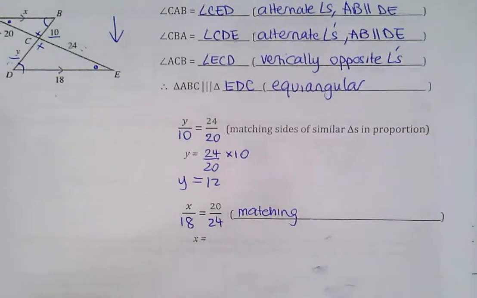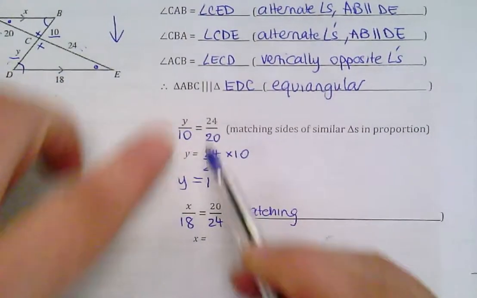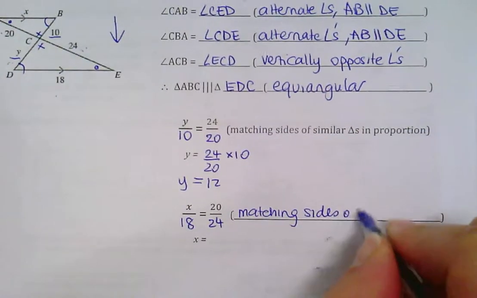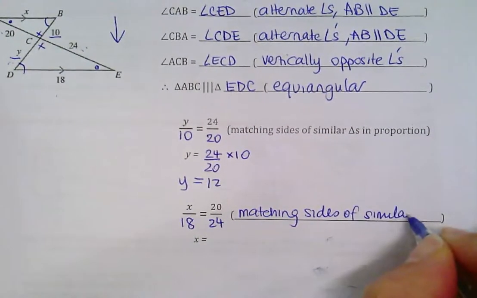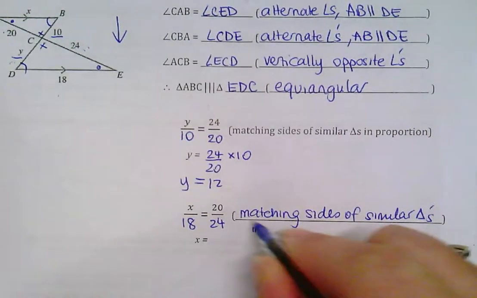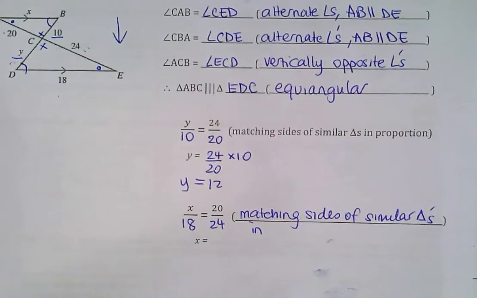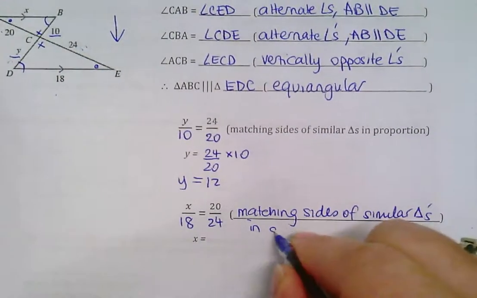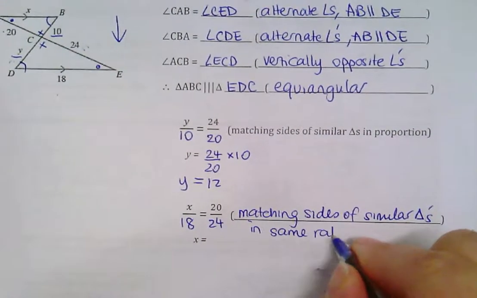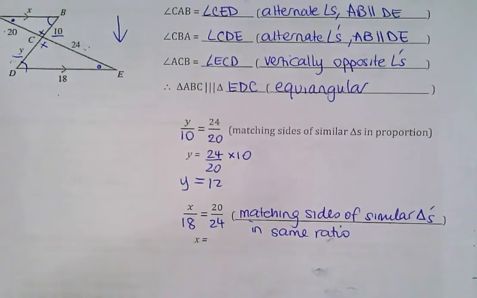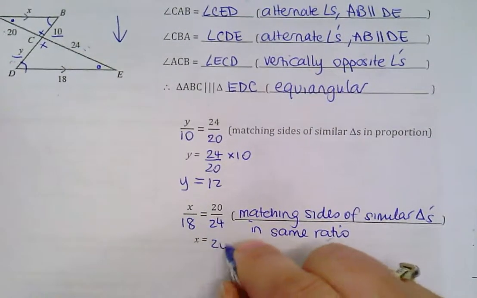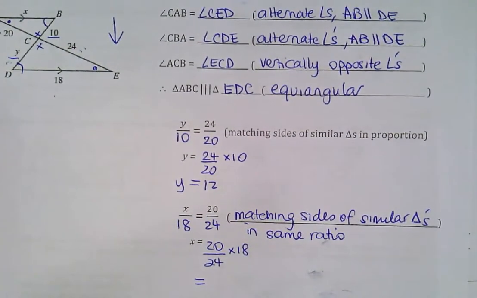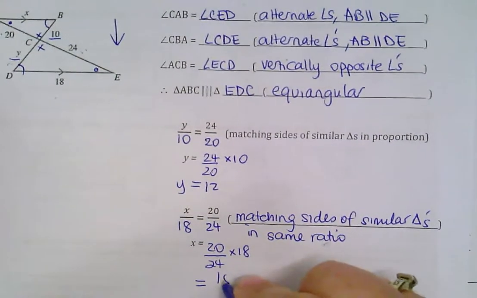Whenever you set up this ratio statement, you must say matching sides of similar triangles in proportion. If you don't like the word proportion, put same ratio. You know, ratio is a fraction. So you can go matching sides of similar triangles in same ratio or in proportion. So therefore x is 20 over 24 times 18, which is 15. Excellent.